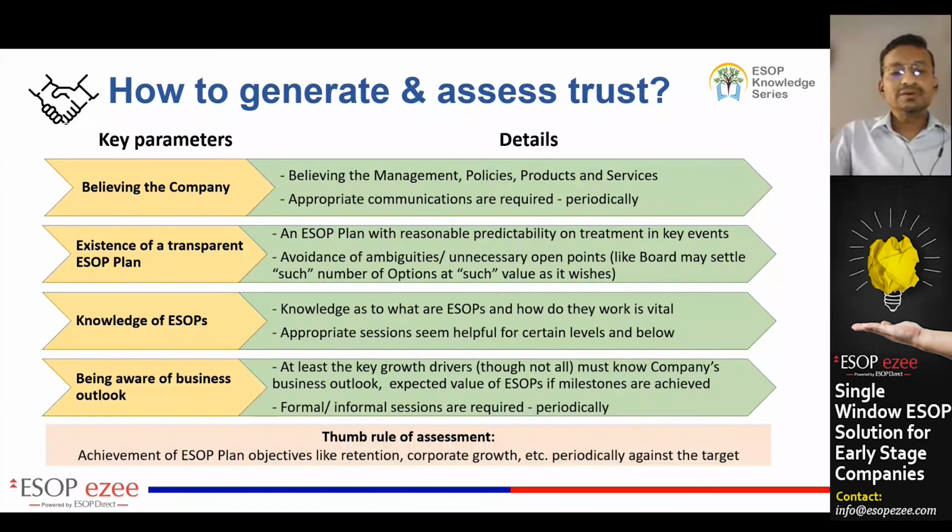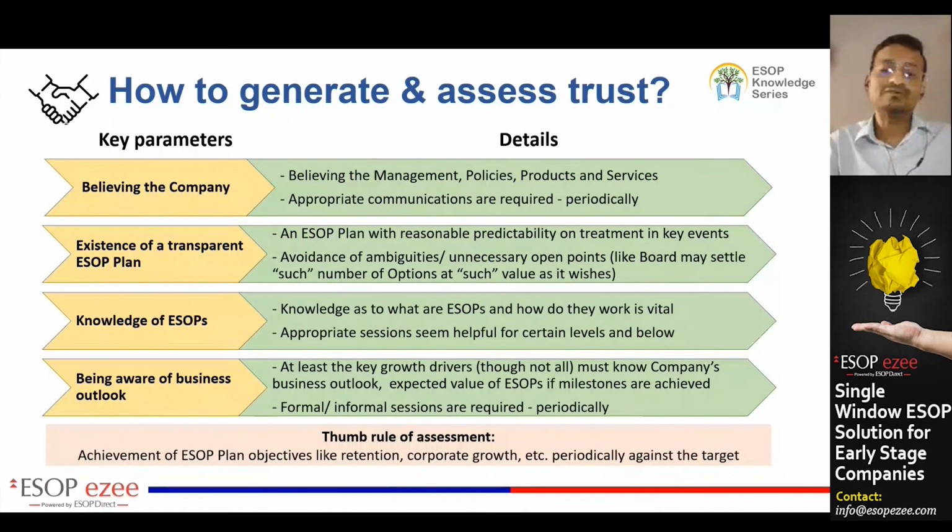Now coming to the thumb rule of assessment. I mean, these are all already there. So how to generate? The company has generated the trust, but that is only as per the company's perception. Every company believes they have generated it, but what is the measurement? How to measure that? There is no scientific apparatus. There is no scientific formula as of now to measure whether the company has generated the employees' trust in an ESOP plan, or to what extent the employees' trust has been generated in an ESOP plan.